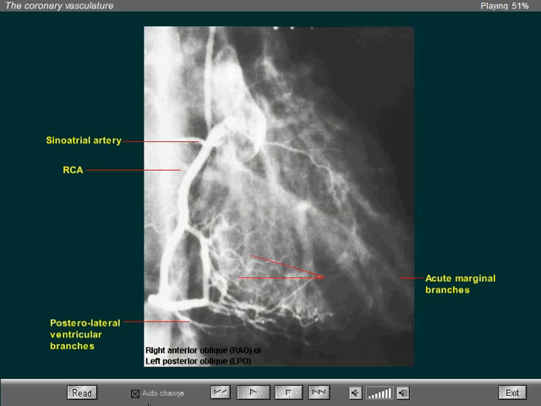In this particular patient, there was a very small posterior descending right coronary artery. The back of the heart was supplied primarily by the distal circumflex branches.